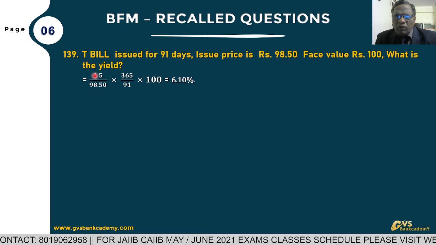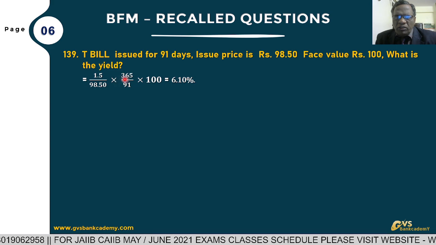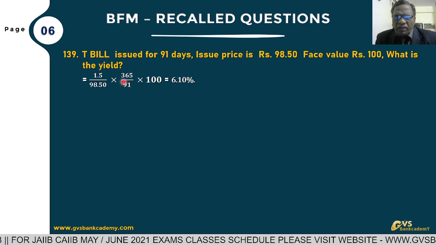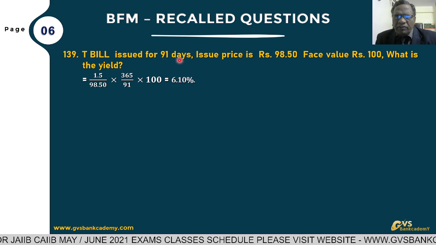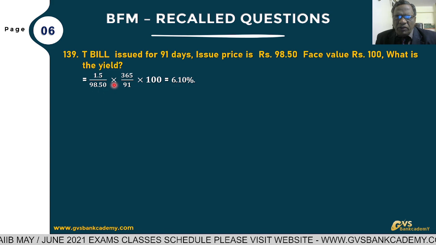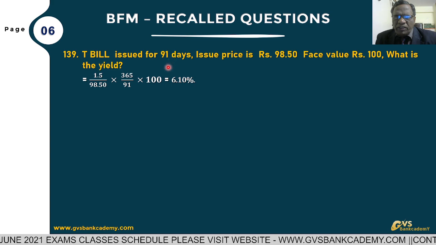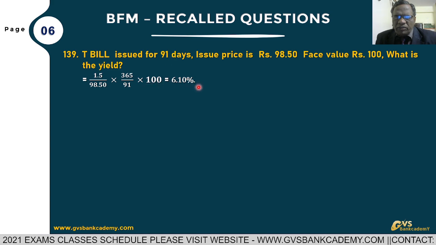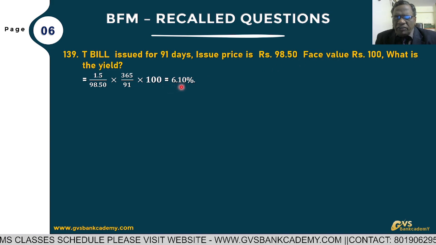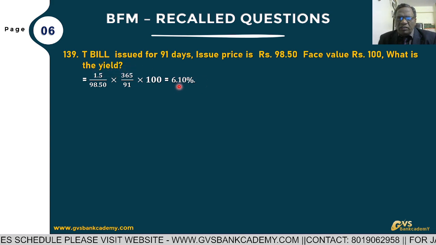98.5 rupees. So 1.5 rupees interest divided by the investment amount, 98.5, into 365. For money market transactions you have to take the day count as 365. What are the days? 91 days. So 1.5 divided by 98.5, into 365 days in a year divided by 91 days, into 100, gives you the percentage. The customer is getting an average yield for the year of 6.1. Yield is always quoted per year: 6.1.